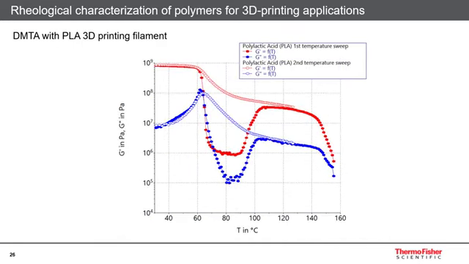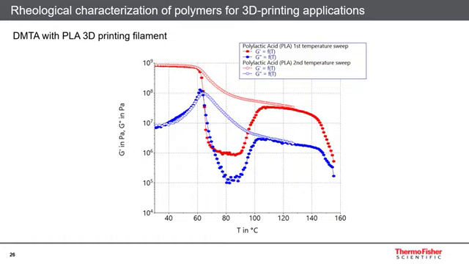Now here you see the comparison of the previous data with the DMTA test performed with the PLA filament with a different thermal history. Prior to the test, the specimen was heated to 130 degrees centigrade, so above the cold crystallization temperature, and afterwards cooled down below its glass transition temperature, but not rapidly, but rather with a slow cooling rate of 2 Kelvin per minute.